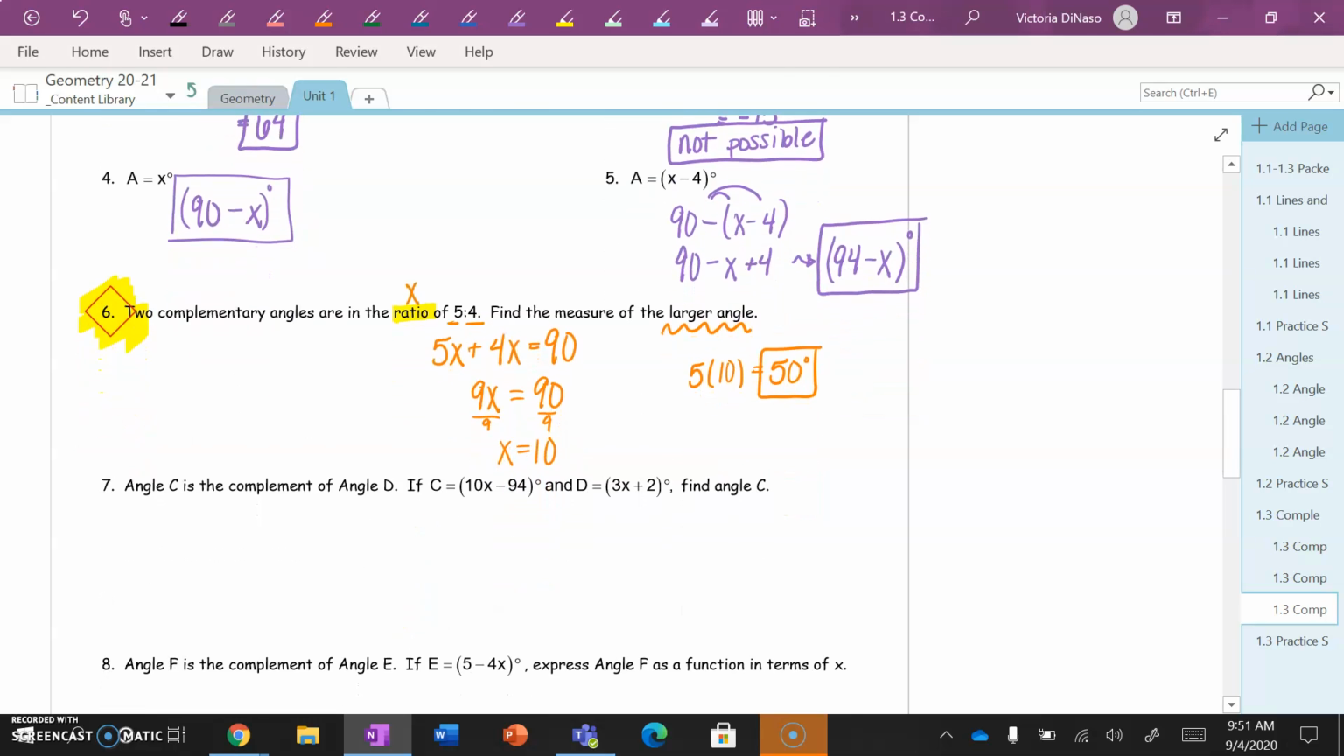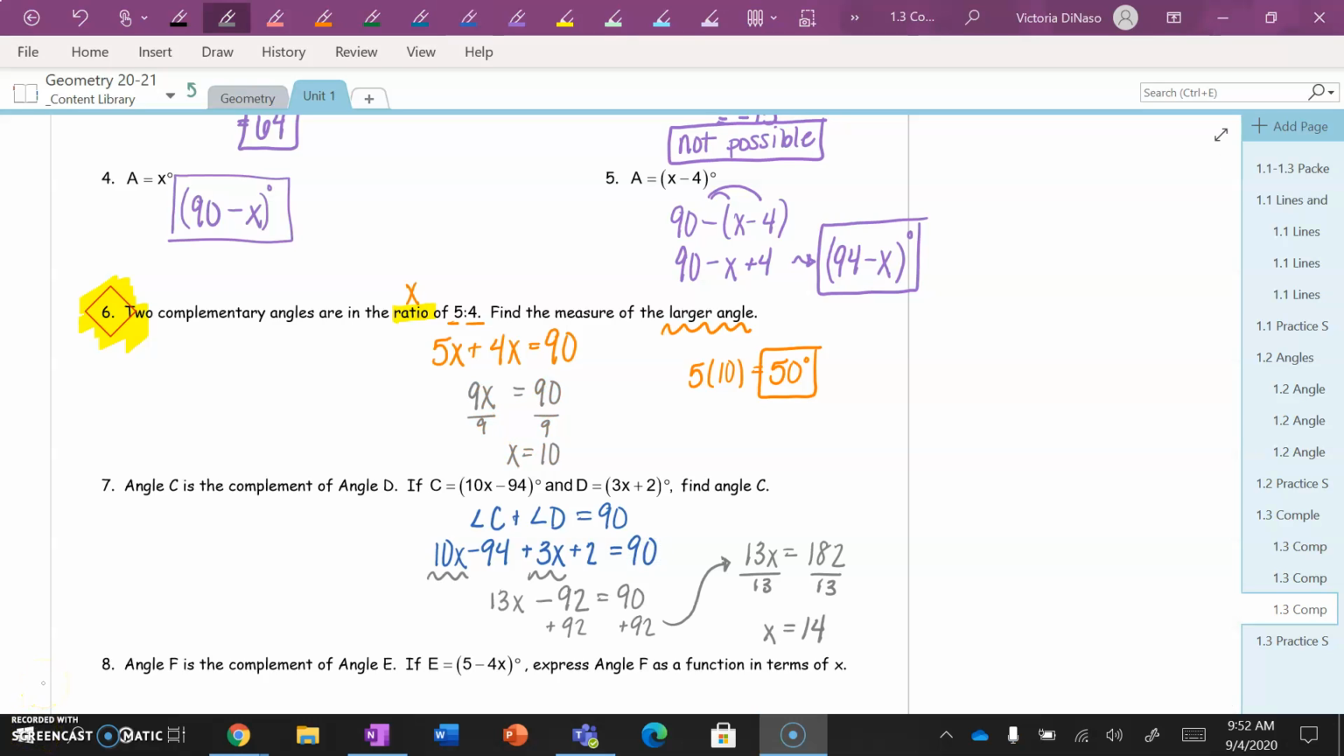Number 7, it says that angle C is the complement of angle D. If C is 10x minus 94 degrees and D is 3x plus 2 degrees, find angle C. So I'm going to take angle C plus angle D equals 90. So we have 10x minus 94 plus 3x plus 2 equals 90. Go ahead and pause the video and solve for x.